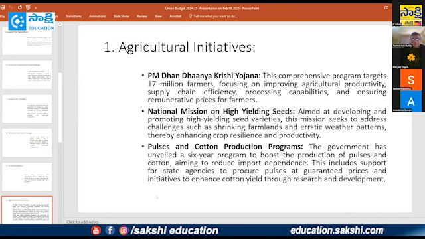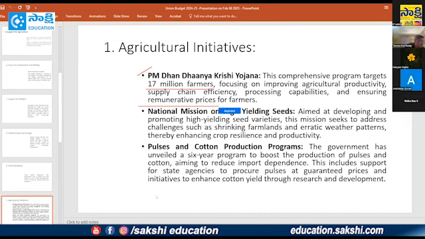Now we have to think about the agriculture initiatives. So what are the agriculture initiatives the government has taken into consideration for boosting the agriculture sector? The Prime Minister Dhan-Dhaanya Krishi Yojana, a comprehensive program, targets 17 million farmers, focusing on improving agricultural productivity, supply chain efficiency, processing capabilities, and ensuring remunerative prices for farmers.